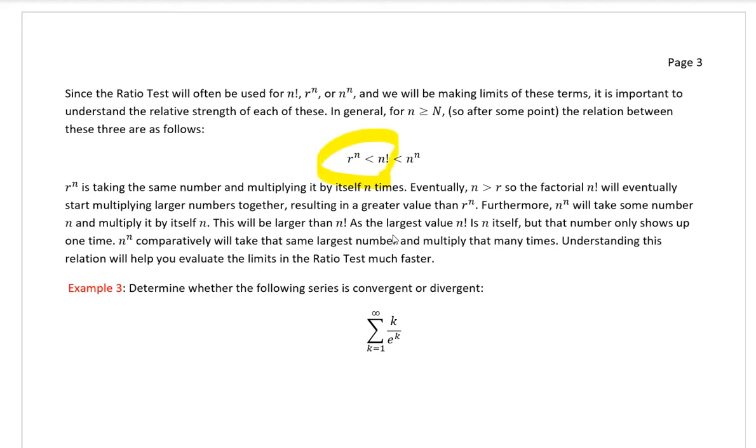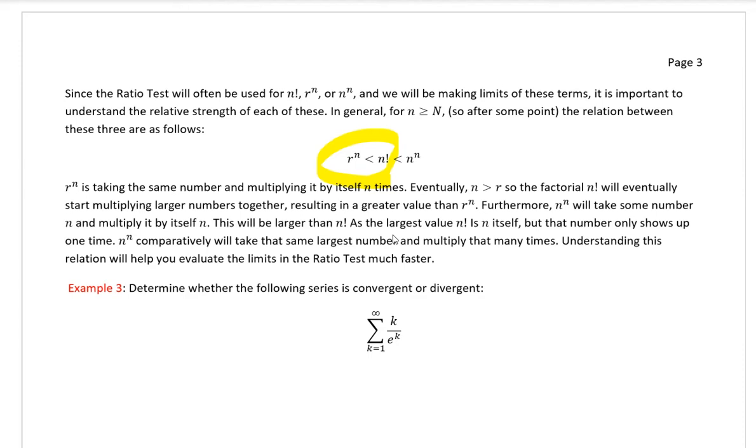We had this first relation a while ago: r to the n is less than n factorial. That will eventually be true because r to the n is taking one number and multiplying by itself multiple times. So even if r is a number like 100, eventually the factorial will start to include numbers that are higher than 100. Once you get to the 100th factorial, you're multiplying all numbers from 100 and down. But anything past that is going to start to include higher and higher numbers. And eventually that factorial, because it's including larger and larger values, will beat any one number taken to a constant power.